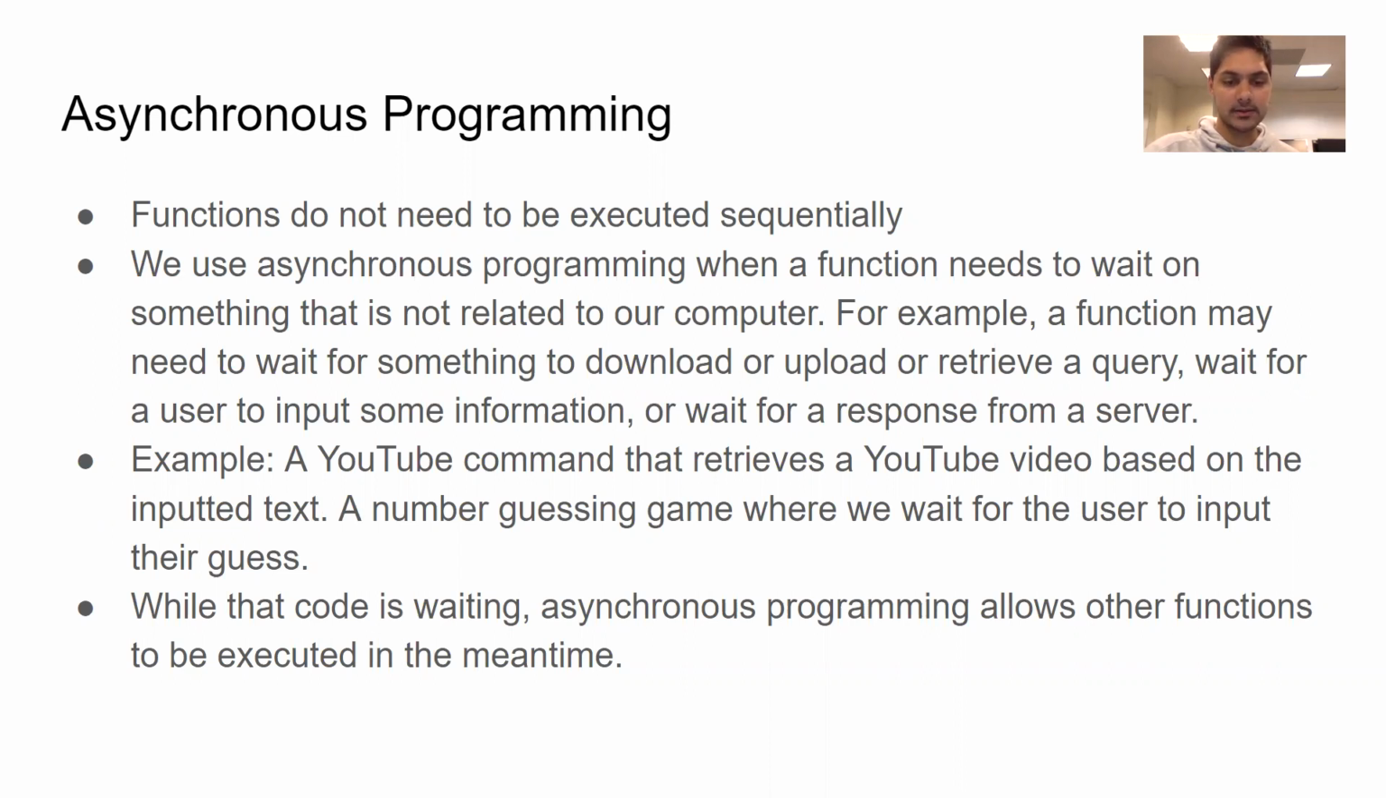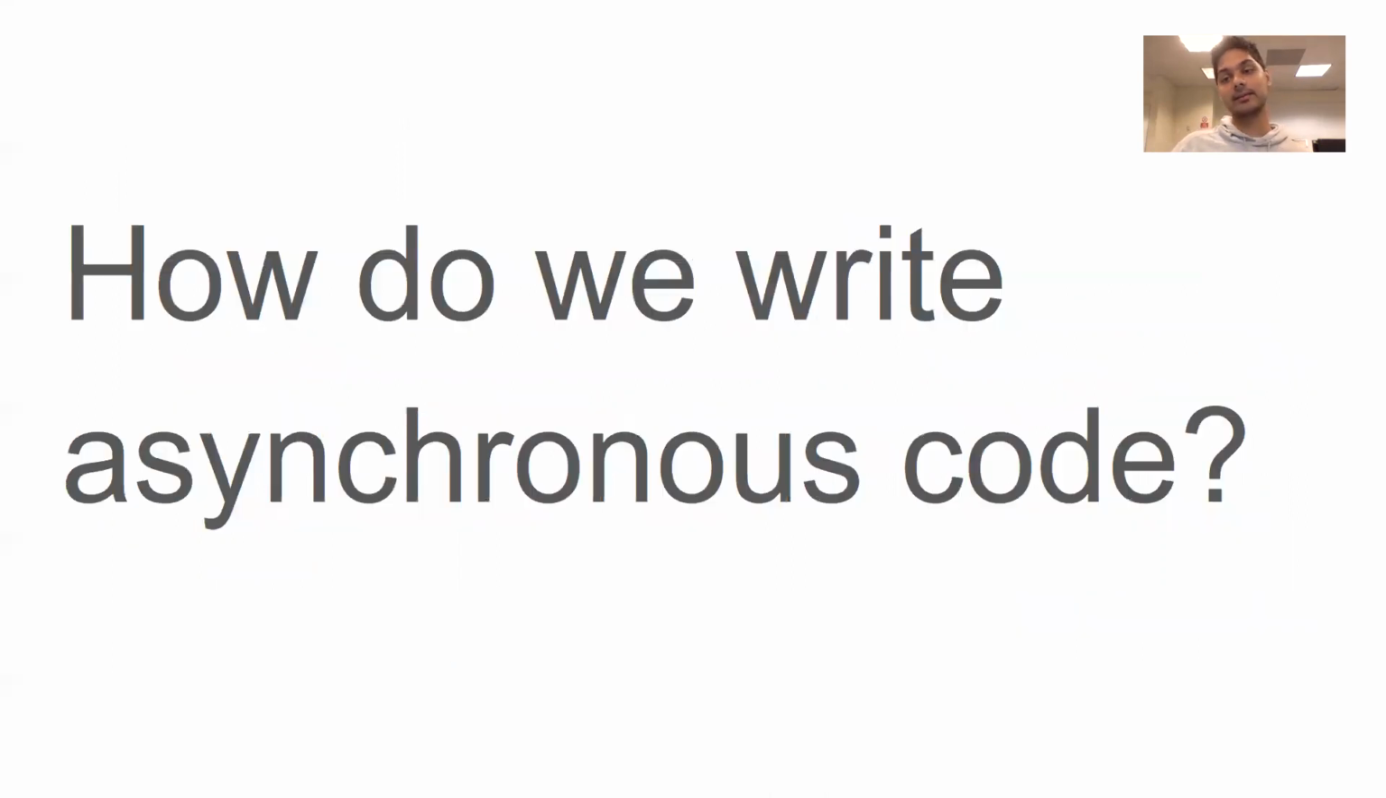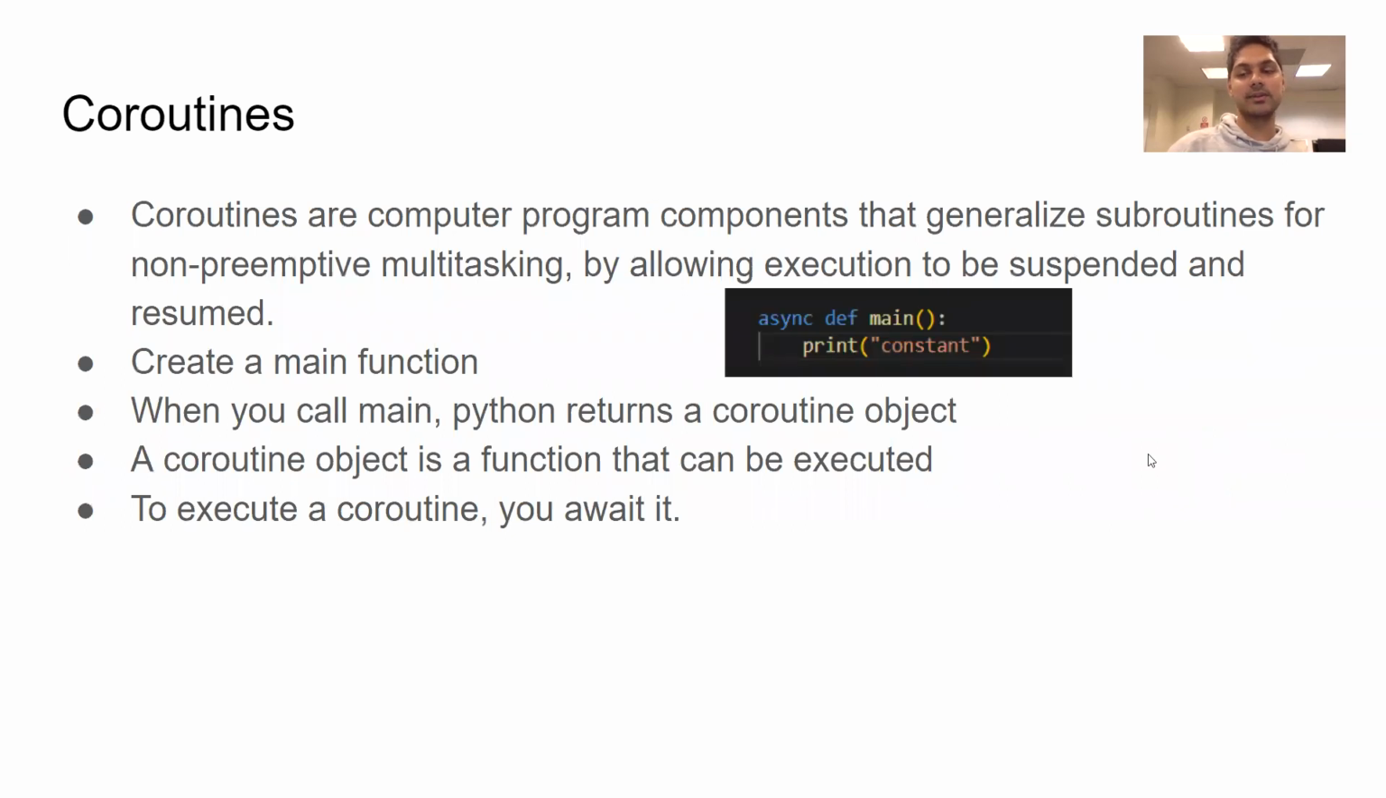While the code is waiting, asynchronous programming allows other functions to be executed in the meantime, right? Understanding how asynchronous programming works is essential for understanding how Discord bots work. So how do we write asynchronous code? That's a big story. We have things called coroutines, and this is a weird definition, but I'm just going to explain it how I would do it.